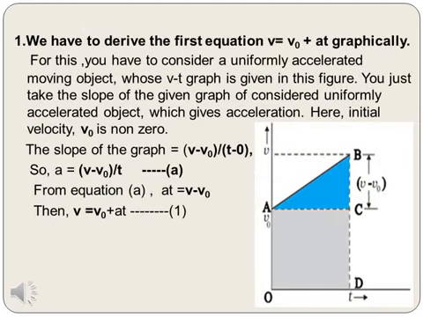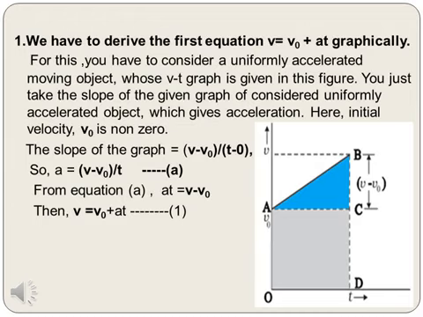Now, we are going to derive the first kinematic equation v is equal to v0 plus at graphically. For this, you have to consider a uniformly accelerated moving body whose velocity-time graph is given in this figure. You have to take the slope of this given graph of the considered uniformly accelerated body, which gives acceleration. This is one important application of the velocity-time graph or v-t graph. Here, the initial velocity v0 is non-zero.